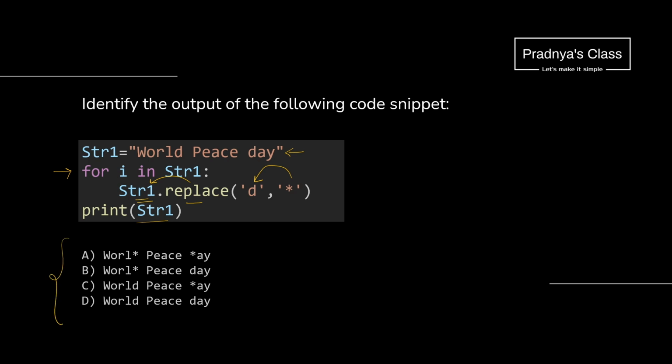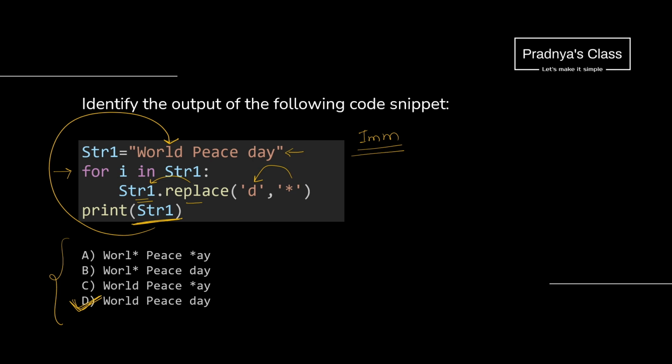We are applying the replace function on the original string, but we are not initializing it to a new string. And you know, string is immutable. We cannot change the content in place. It means original string will not get changed. It will be as it is. So when we will print the string 1, we will get the original string, and that is in the option D. So D is the correct choice. Hope you found this question very interesting.